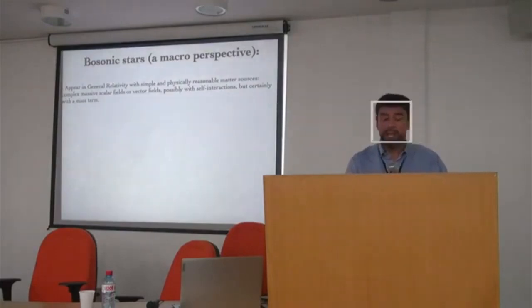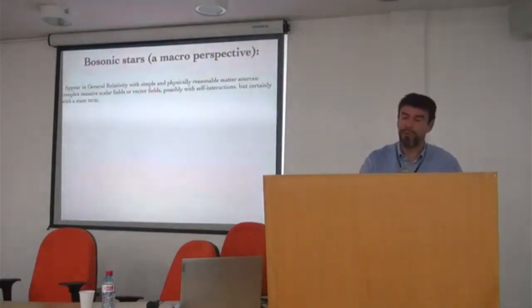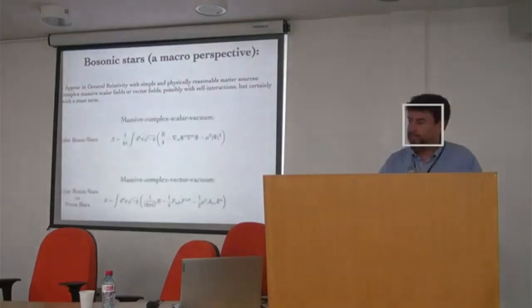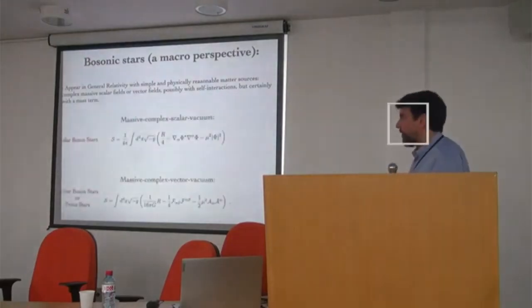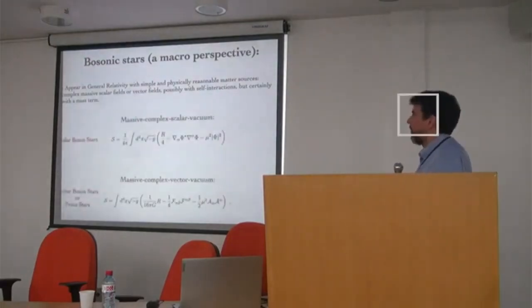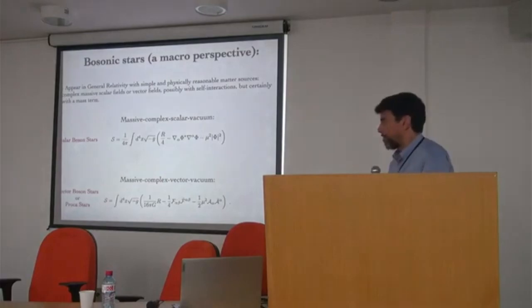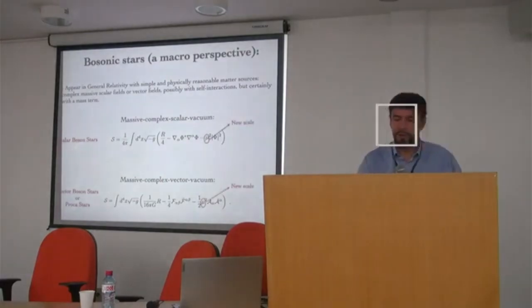In some cases, they actually mitigate problems. In some cases, they introduce problems. So you have a lot of interesting features. And the simplest thing you could do is this. And this is really, really simple if you think about it. I mean, it's just GR minimally coupled to something which is a complex massive scalar field or a complex massive vector field. This is what I'm calling reference models.